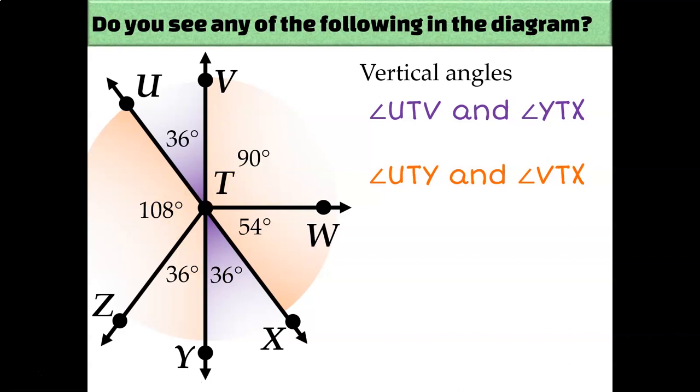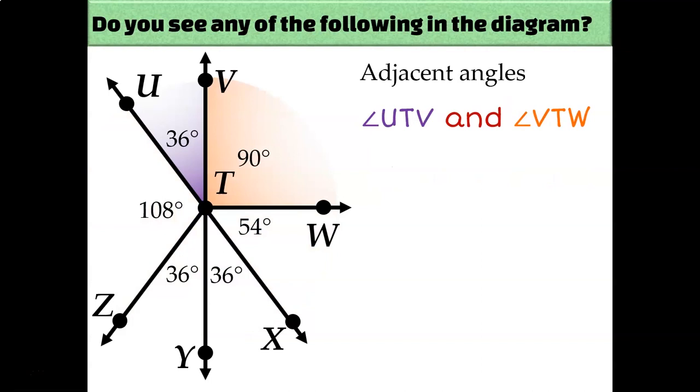You might not have seen them as easily because these two angles have rays inside of them that create other angles. But if you look at the entire angle, the 90 and the 54 put together, that makes angle VTX, and the 108 and the 36 put together, angle UTY. If you add both of these pairs of numbers together, you'll get to the same answer of 144 degrees.